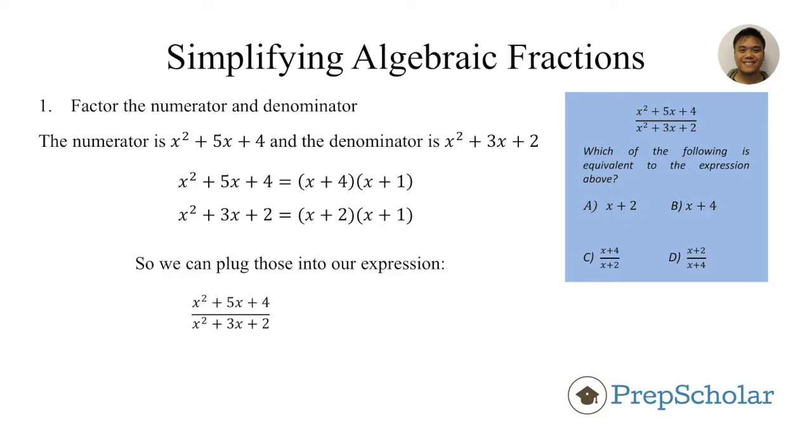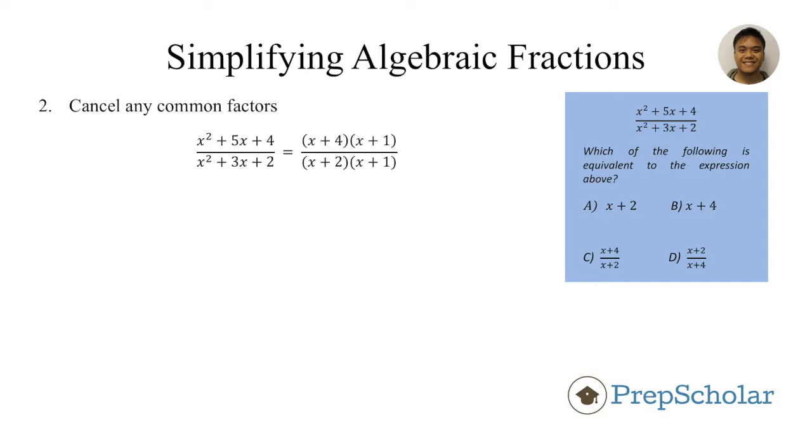And we can plug these into our expression for the numerator and the denominator. So our original expression gives us x plus 4 times x plus 1 over x plus 2 times x plus 1. And now we can cancel any common factors. Both the top and the bottom of our expression have an x plus 1 in them. So we can simply cancel them out. And then when we do, we get x plus 4 over x plus 2. And if we look at the answers, that's answer C. So C is the correct answer.